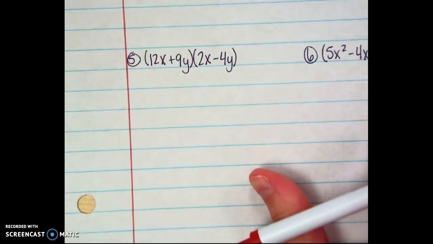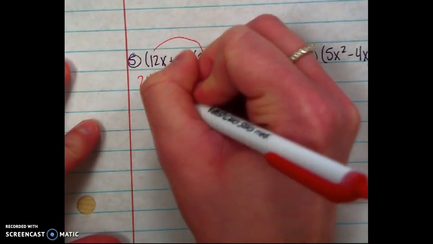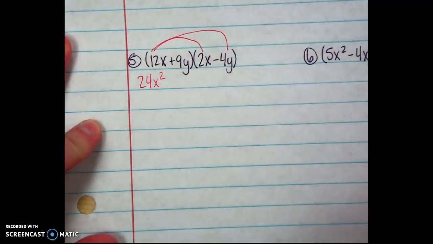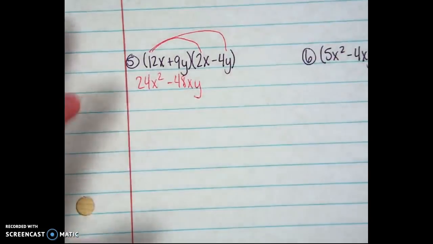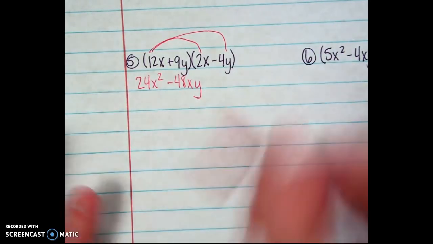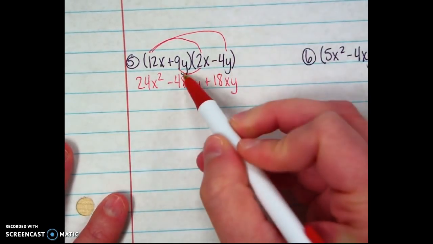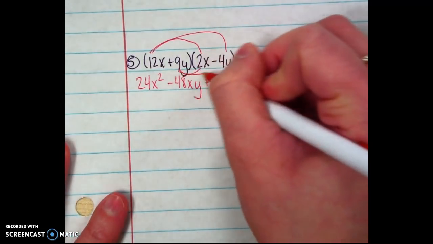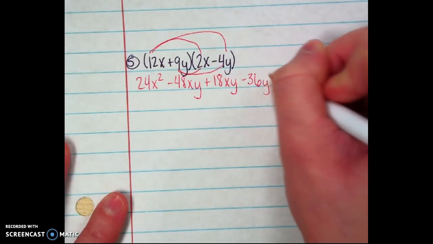Okay, 2 more. These are a little bit more difficult. 12x times 2x. So 12 times 2 is 24, and then x times x would be the x squared, so 24x squared. 12x times negative 4y is negative 48xy. Okay, 9y times 2x is a positive 18xy. I know the y comes first on this, but they need to be in alphabetical order, so that's why I put xy. And the last one is 9 times negative 4 is negative 36y squared.